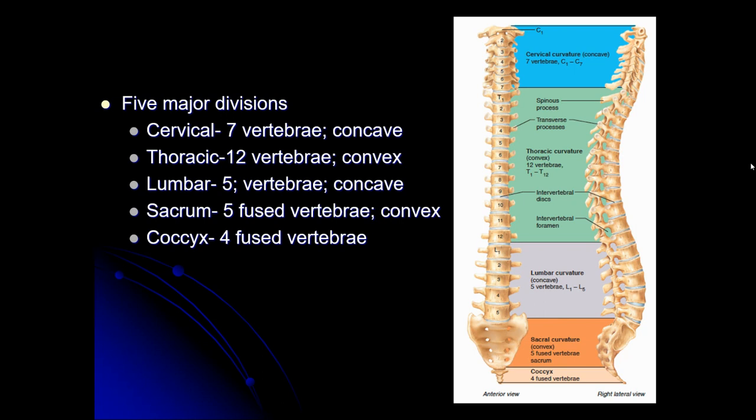The next bone is 5 fused vertebrae, the sacrum. In children, it's 5 separate vertebrae, but in the adult, those fuse together. The curvature here is convex. And then the last one is a coccyx, and the coccyx is 4 fused vertebrae. In children, it's also unfused.